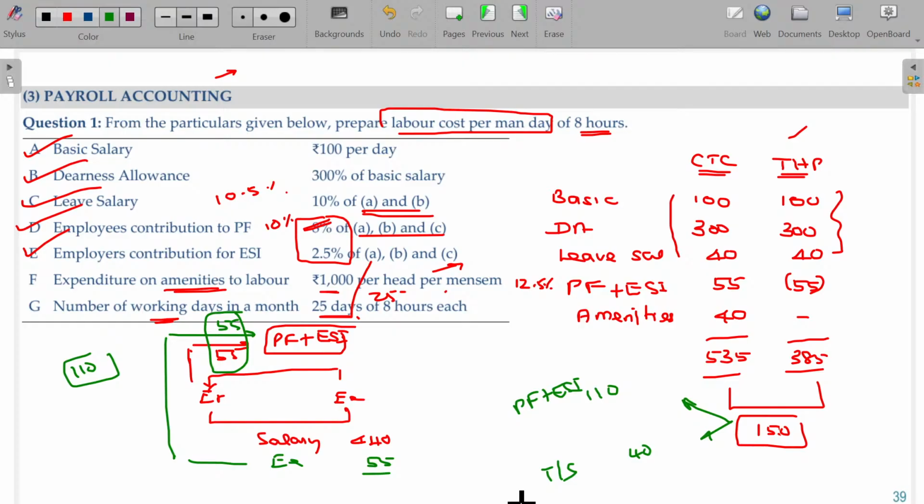Why the difference is there between the CTC and take home pay. For the costing calculations, we have to consider only this amount. What is the cost for labor for manufacturing the goods? Then automatically you have to take only 535, not 385. Hope you will be now able to understand. Come on, make note of it.